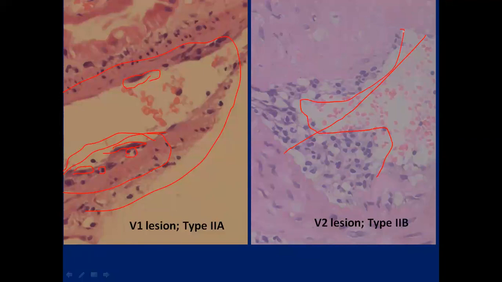That means more than 25% of the luminal area is involved by the endothelitis process. If more than 25% of the luminal area is involved, it is called a 2B kind of vascular rejection, or V2 lesion. And if it is less than 25%, it is called a V1 lesion.